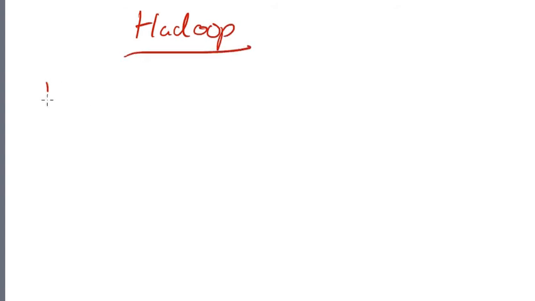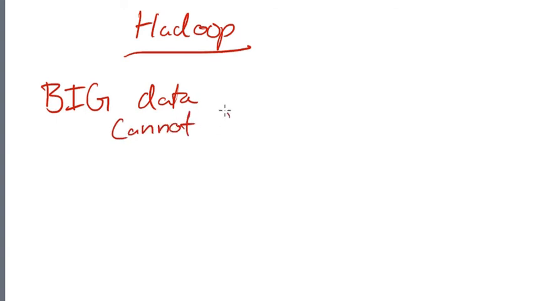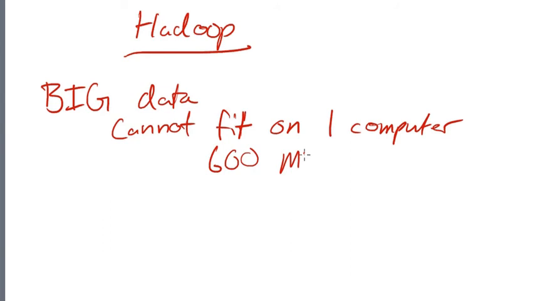So Hadoop is for big data, and I capitalized big so that way we can go more into it. So what is big data? Well, it generally means data that can't fit on one machine. In the past this might have been 600 megabytes. Now we're talking like 5 terabytes and bigger.